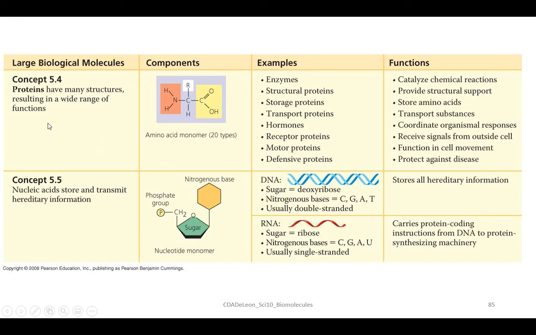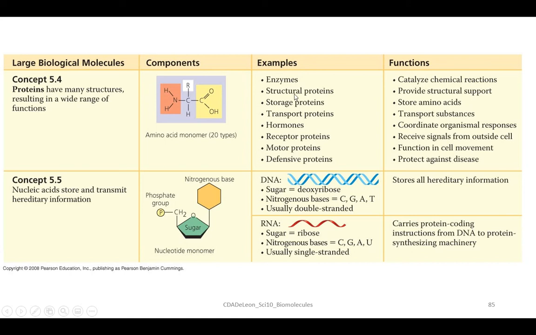Proteins have many structures resulting in a wide range of functions. This is the amino acid monomer composed of the amino group, or amino part. We have the central carbon and the carboxyl group. And we have the functional group, which is the R.